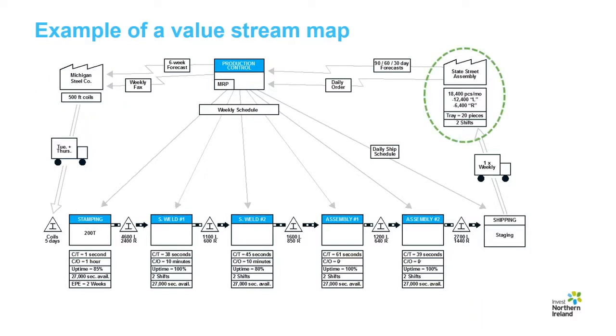The customer is shown here along with their demand details and how often we deliver to them. This value stream map tells us that we get 90, 60 and 30-day forecasts and daily orders from our customers, which are sent into our production control system here. The production control system in this case is an MRP system which sends out a weekly schedule to all of the stages in the process. This system also sends out 6 weeks forecasts and weekly faxed orders to our suppliers.